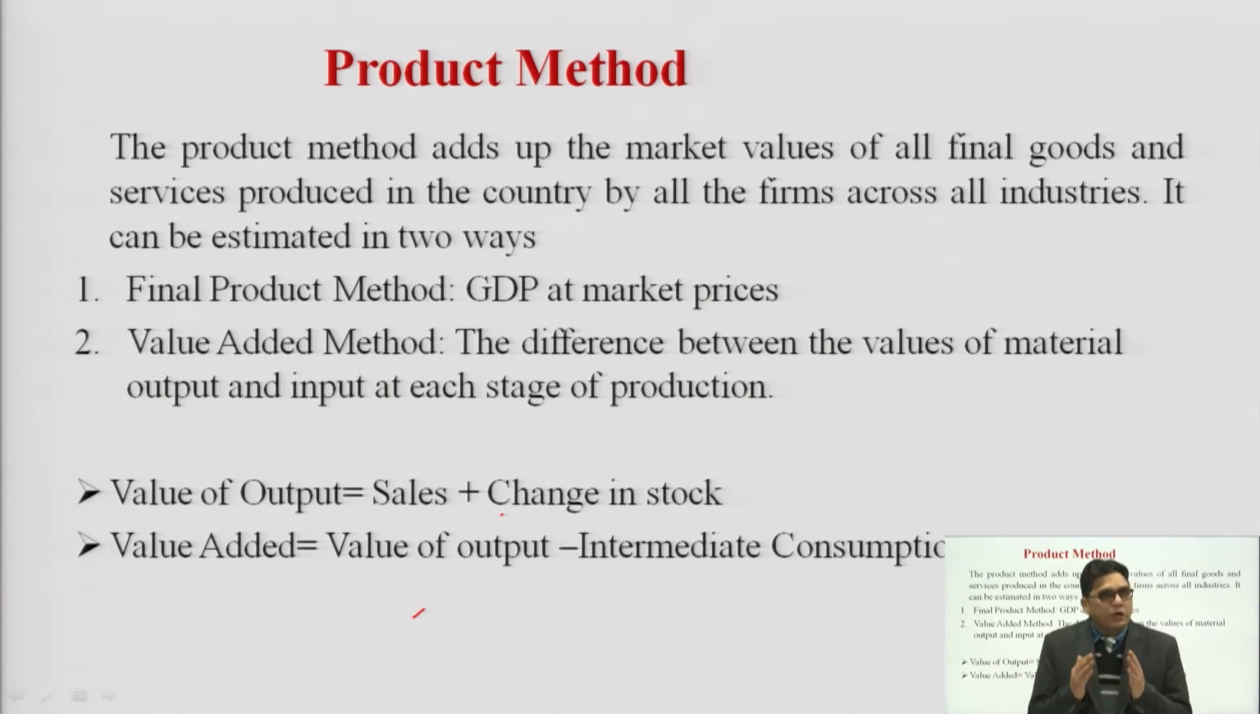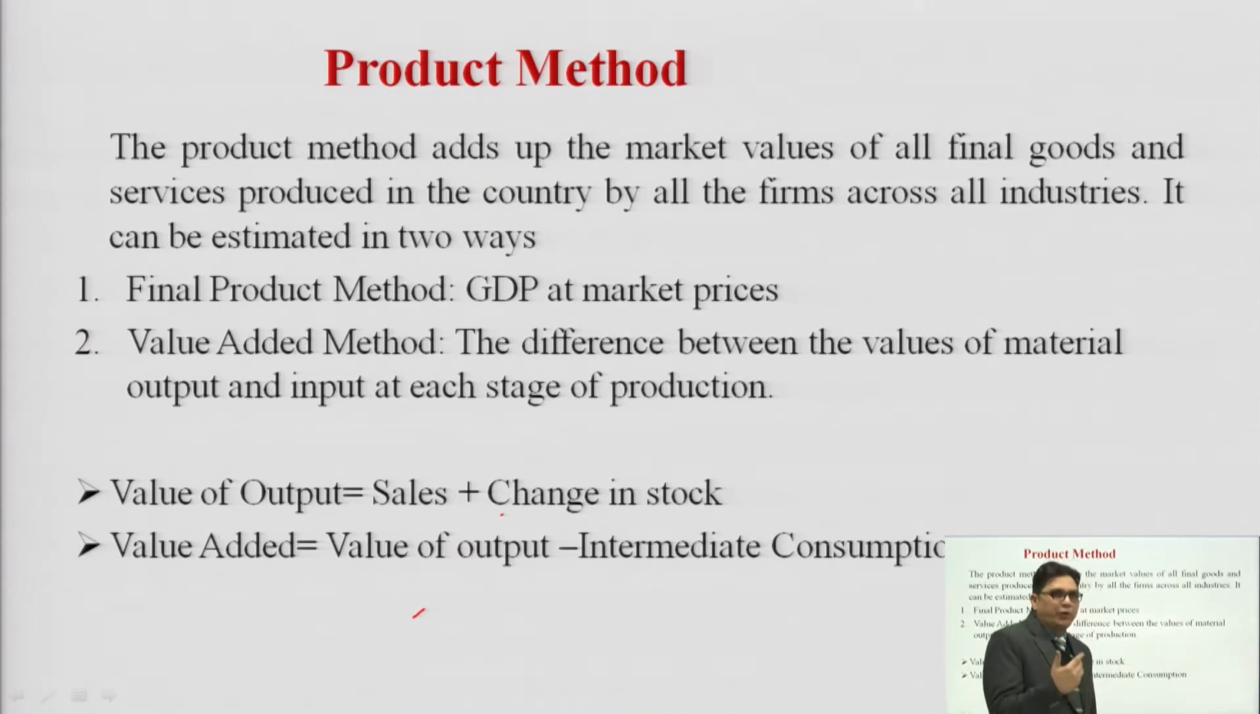So we need to take into account, while we are calculating the national income by product method, whether the raw material is totally being purchased from India or it is being imported from abroad also. In case it is being imported from abroad too, we need to add both of them. So these will be the two formulas used in the product method. Value of output is equal to sales plus change in stock. Next, value added is equal to value of output minus intermediate consumption.